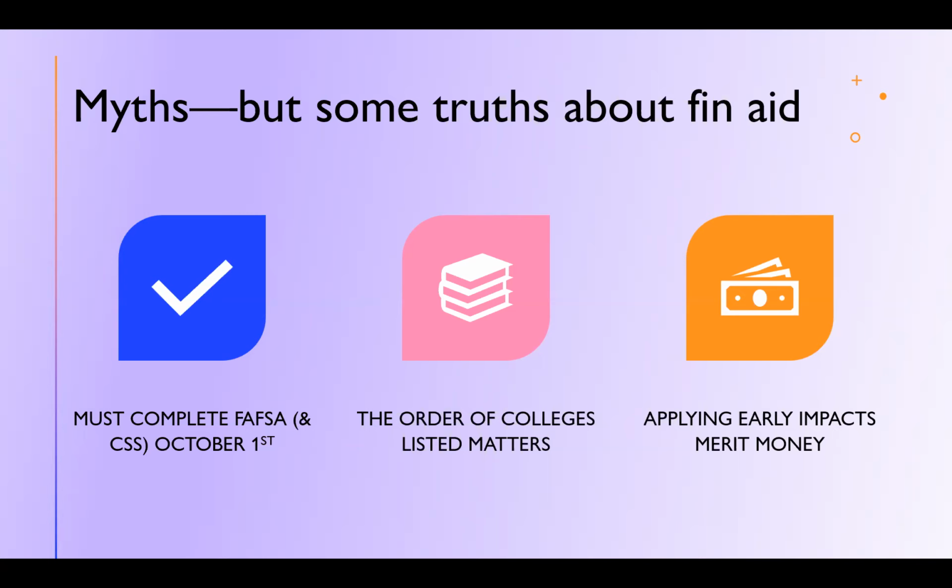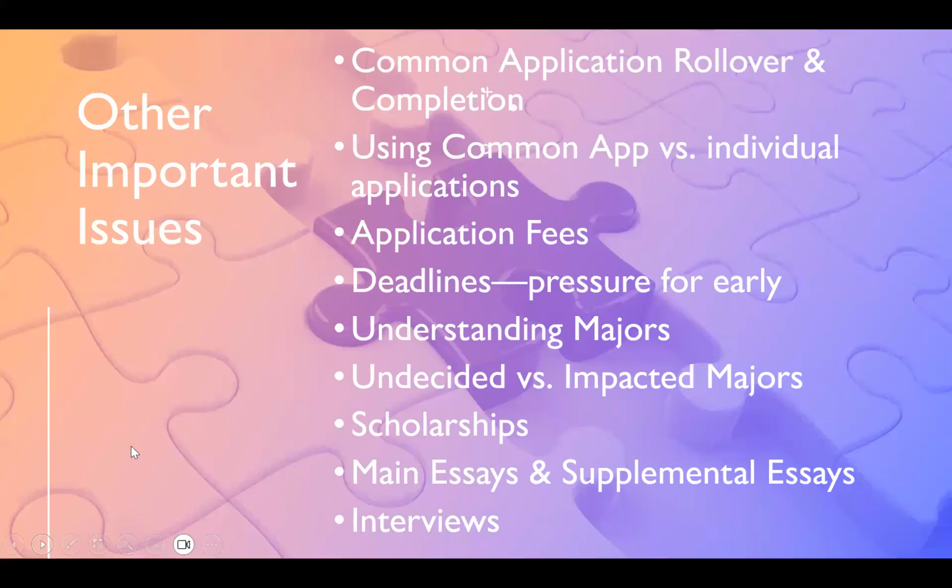And applying early impacts merit money. So here's the truth to that sentence. Yes, if a school offers early action, it matters that you get the application in for early action. If a school is rolling, we want to get the application in. But when we say applying early, we are not talking about a rush to get these applications in before September. We're talking about somebody applying in November versus September or October. So we have to be a little bit more realistic.